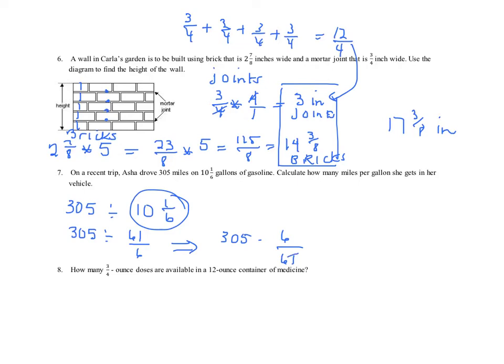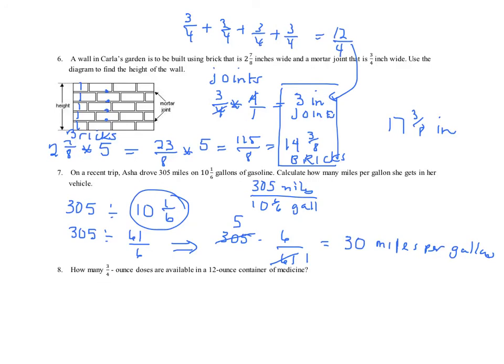Okay, so 61 goes into 61 once, 61 goes into 305 5 times. So Asha's getting 30 miles per gallon. Okay, so the deal here is 305 miles, 10 1/6 gallons. So when I go to divide them, it's going to be miles per gallon or miles per 1 gallon. Cool? All right.